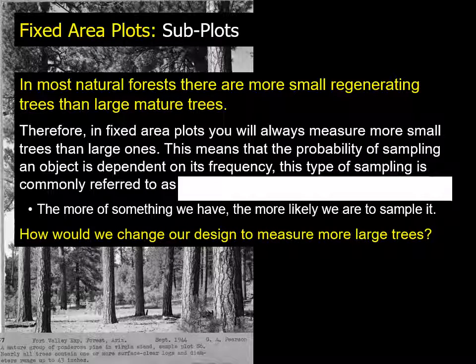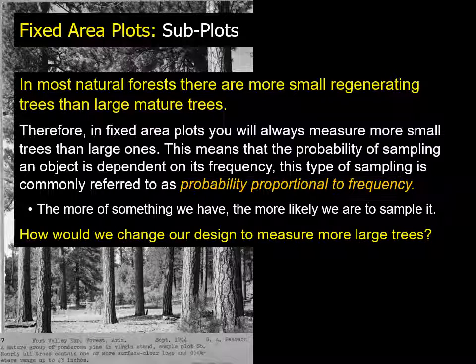If we think about the structure of most natural forests in the world, we generally have a higher proportion of small trees compared to the density of larger mature trees within the system. This can pose problems sometimes for fixed area plots unless we really think through how to utilize the system well. In order to account for this, we need to think about how fixed area plots inventory objects in the natural world. And these operate by sampling trees based on the frequency they occur within our population, which is commonly referred to as probability proportional to frequency, meaning that these highly frequent small regenerating trees are more likely to be captured in any given plot than large trees.